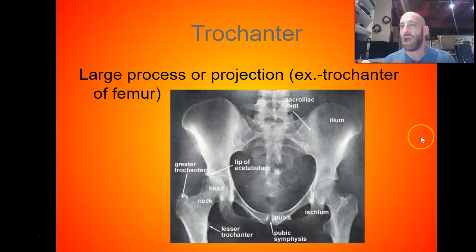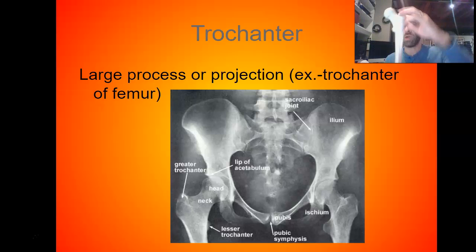A trochanter. So now we're getting into some terms that, to be honest with you, it's hard to distinguish between them. If you were to ask me what's the difference between a trochanter and, for example, a tuberosity, I'd have a hard time really explaining it, and that's why I don't focus on this too much. But a trochanter is a very large process. So this is the trochanter. It's called the greater trochanter of the femur.